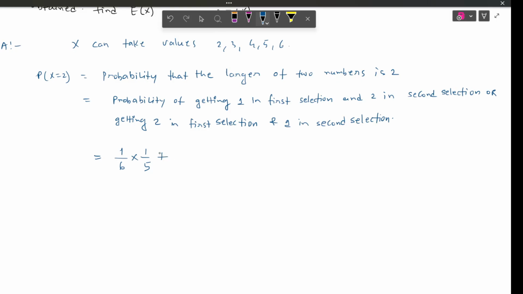In the second case, getting 2 in the first selection. So if you have taken number 2 in the first selection, that means 1 upon 6, and 1 in the second selection. So 2 has already occurred. So now you have to take the numbers from 1, 3, 4, 5, 6, and you have selected 1. So 1 upon 5 would be 1 upon 15 after calculation.